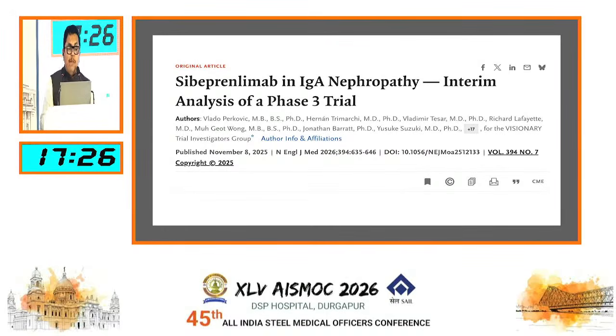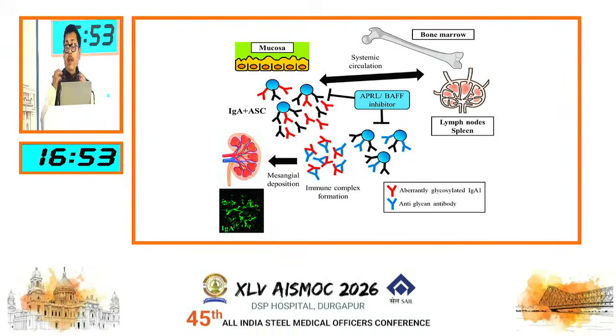Now sibeprenlimab is an antagonist of APRIL. So what is APRIL? APRIL is a proliferation ligand that is seen in IgA nephropathy to be the most common cytokine that causes proliferation of B cells that produce difficult and defective IgAs that are the basis of IgA nephropathy. So this is sibeprenlimab in IgA nephropathy. This trial by Vlado Petrovic and Professor Jonathan Barratt, who are legendary figures for IgA nephropathy, has shown a significant reduction of proteinuria.